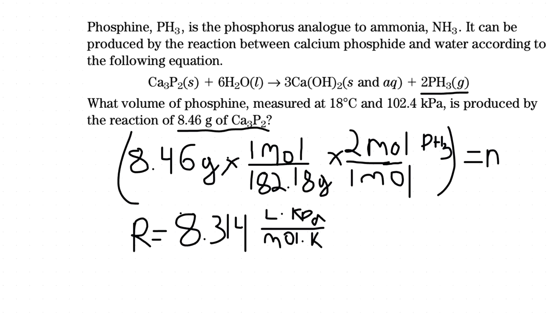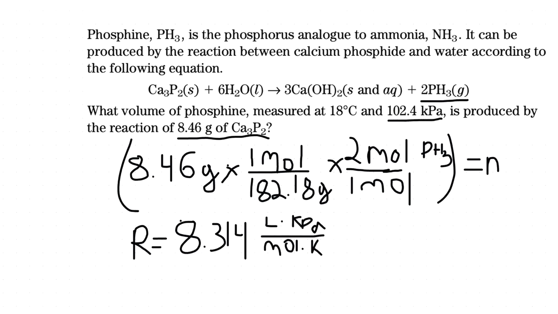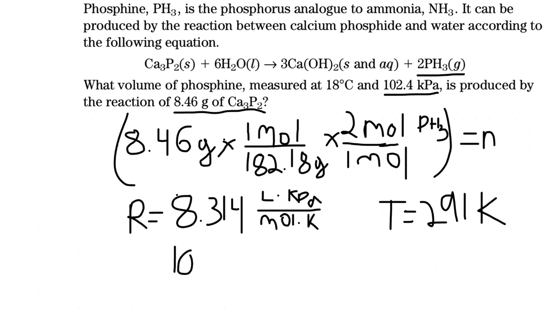Okay. Your P is this, in kilopascals. Your temperature is going to be 291 Kelvin. So you can multiply all these three things together and then divide by 102.4 kilopascals. I got 2.19 liters. Let's see.